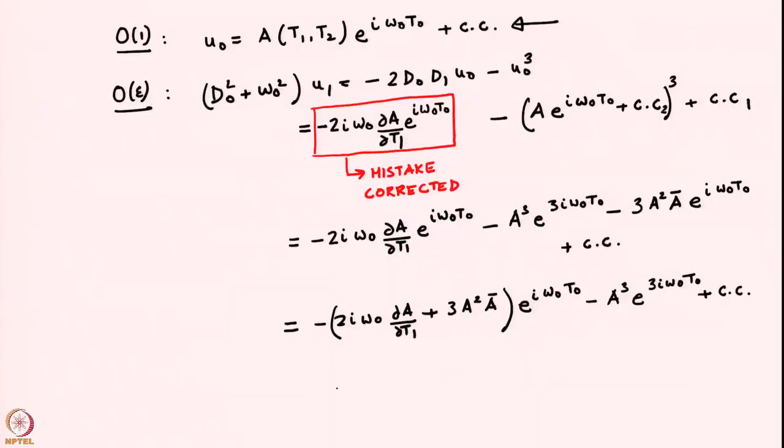We were looking at the solution to the Duffing equation using the method of multiple scales. We had written down the equation at order epsilon. Note that there was a small error in writing down the first term. I have indicated that in a red box here.